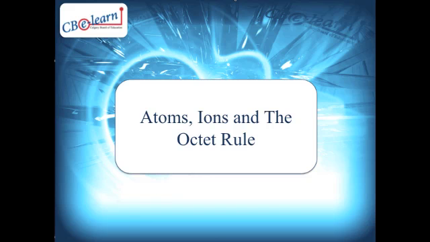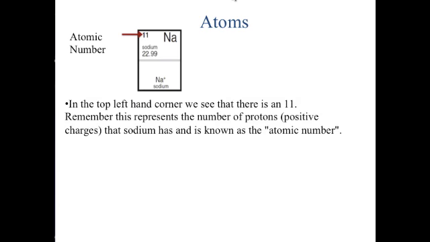In this video, we're going to be taking a look at atoms, ions, and the octet rule. In the top left-hand corner, we see that there is an 11. Remember, this represents the number of protons or positive charges that a sodium ion would have. This is known as the atomic number.